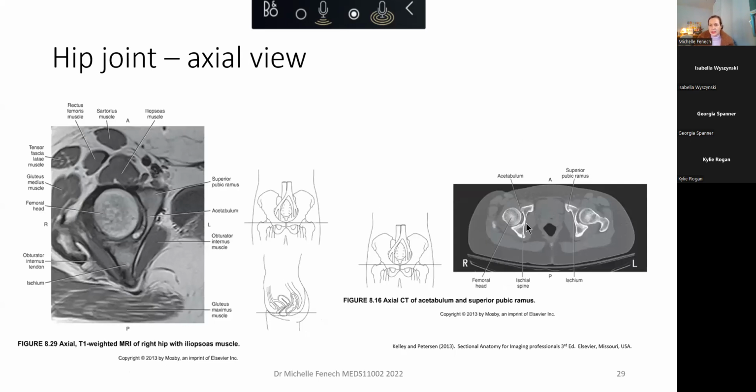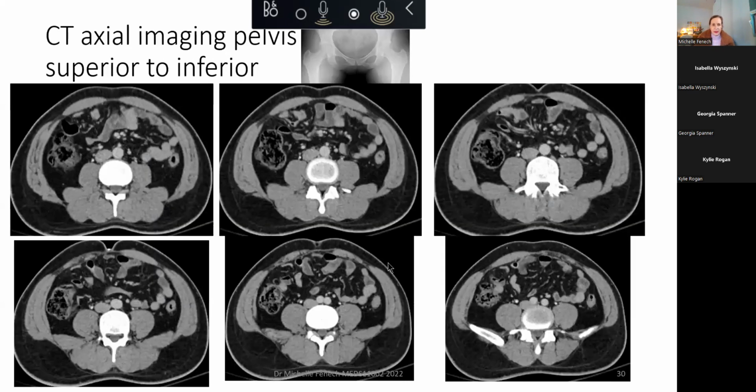And you can see it in an axial view here. Here's your socket of the acetabulum and your femoral head here. And then I've given you some CT scans as well in theory. So I've gone through and snipped all of these.